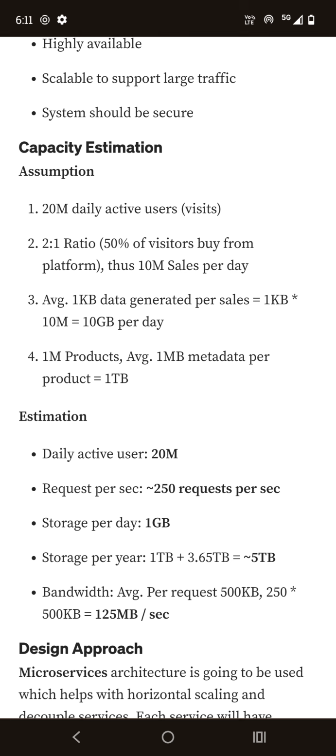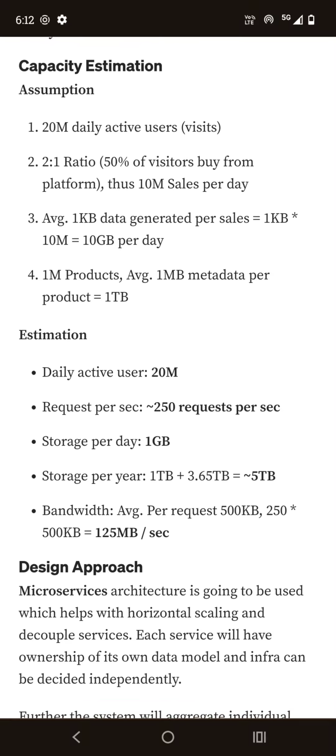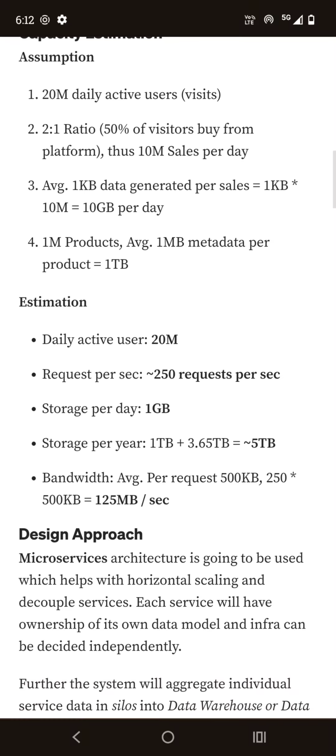So that way you need to calculate for 1 million products. At least 1 MB of metadata is required to showcase any product information, so it will be 1 terabyte, right? That way you need to understand per day how much storage will be occupied for the transactions. For every second you may get 250 requests, so you need to understand the requests per second, the storage required for a day, and per year how much storage it will occupy.